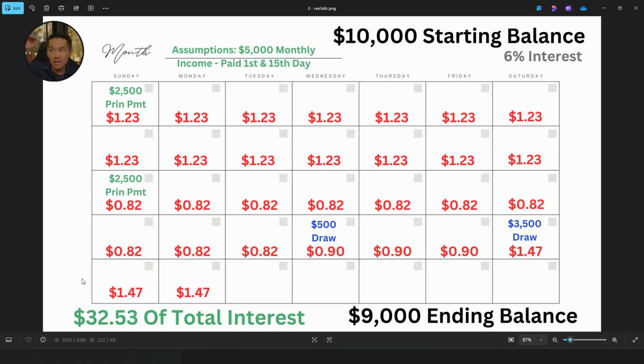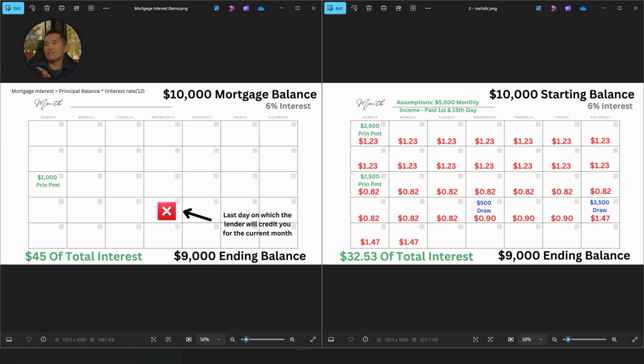Okay, remember, same starting balance, same ending balance, total interest cost is totally different. So here we go. If I were to give you a side-by-side comparison, the right side is the HELOC using the accelerated payoff concept, okay? Because if you don't use the concept and if you just treat the HELOC like a mortgage, it could cost you more money. That's true.